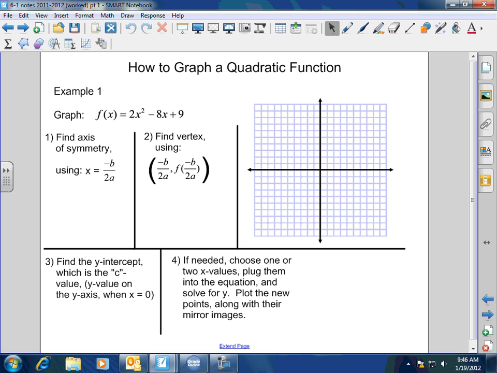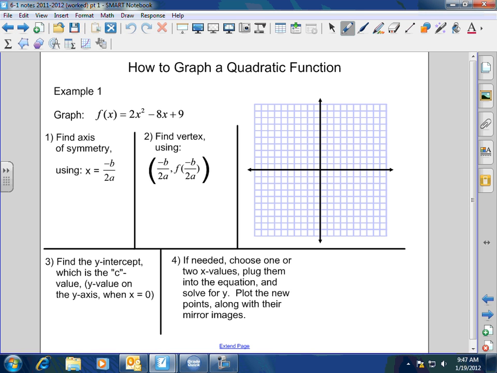Now let's put it all together. How to graph a quadratic function. It's going to be so easy, guys. I want you to graph f of x equals 2x squared minus 8x plus 9. I have 4 nice, easy steps. The fourth step is not always needed. Sometimes it is, sometimes it isn't, but I put it there regardless.